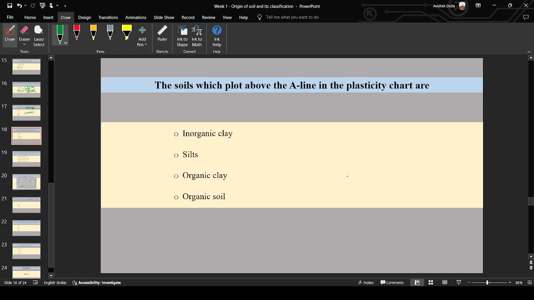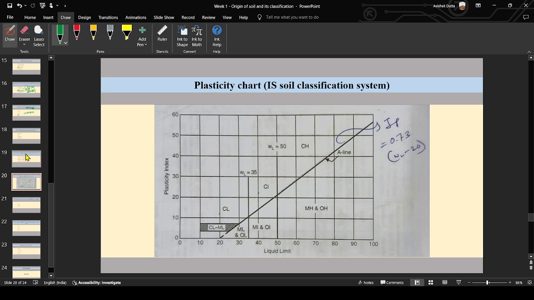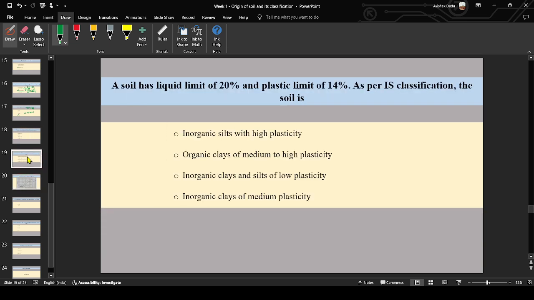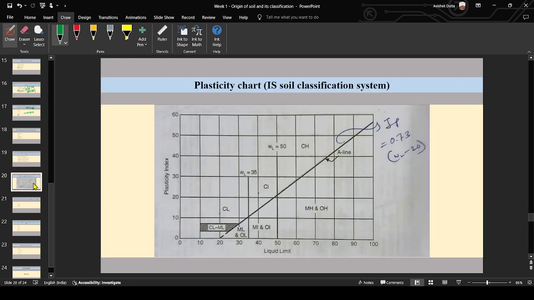Yes, soils which plot above the A line in the plasticity chart. Plasticity chart is made by the Indian Standard Classification, where as per the grain size distribution and the compressibility, the chart is used for classifying soil. Now this is the plasticity chart, and I have another question over here. So in these questions, I believe we'll be using this plasticity chart.